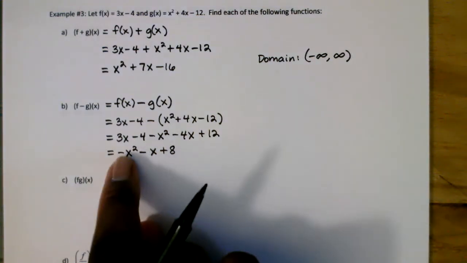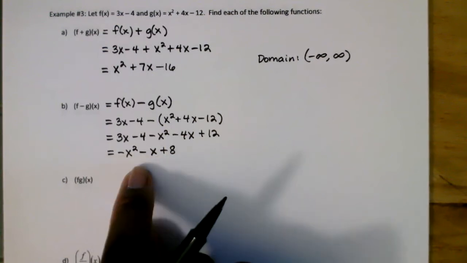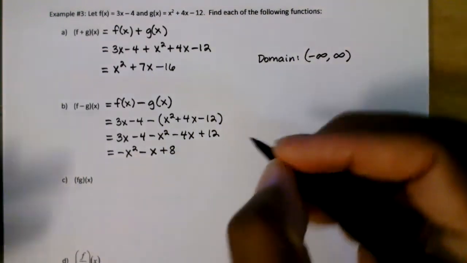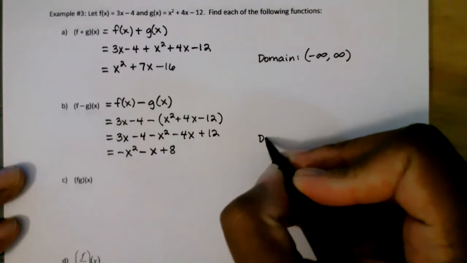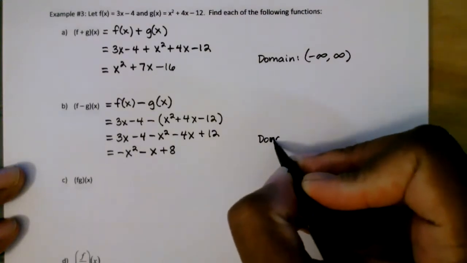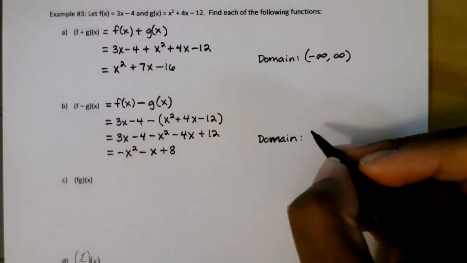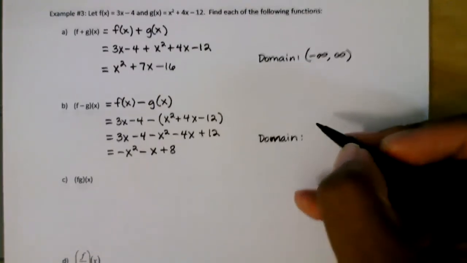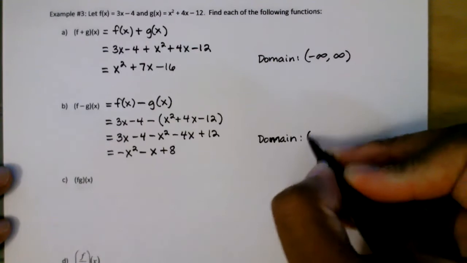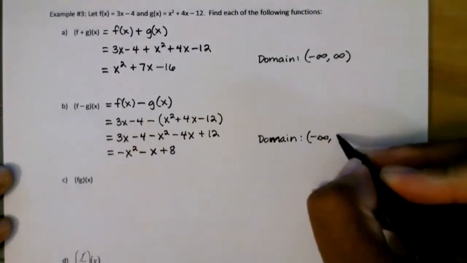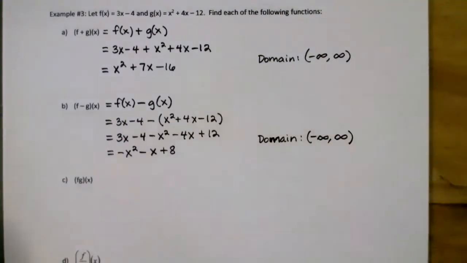And again, we have a polynomial function for f minus g of x. So that means our domain is still going to be from negative infinity to infinity. That would be your domain.